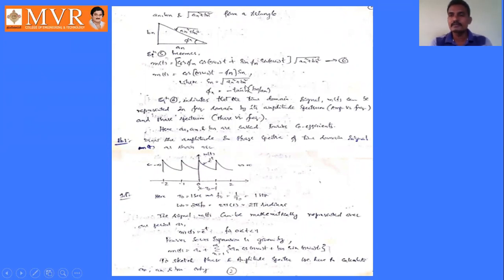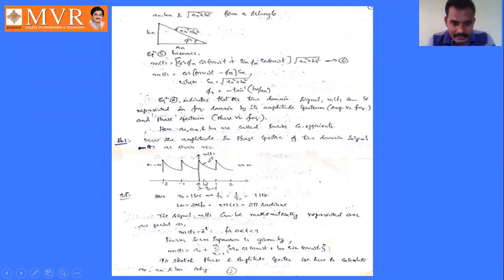Magnitude spectrum means it is the plot between amplitude versus frequency, whereas phase spectrum is the plot between phase angle versus frequency. Already we have done a problem in yesterday's class also. So this is the given problem. This is the waveform. With this time period, it will be repeated up to infinity. So what is the basic fundamental time period here?